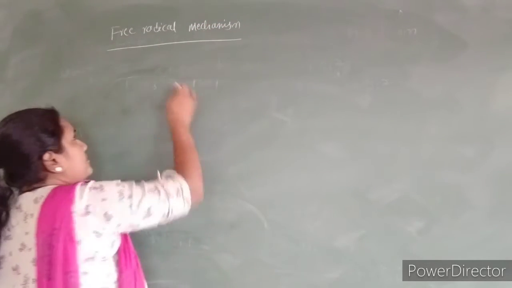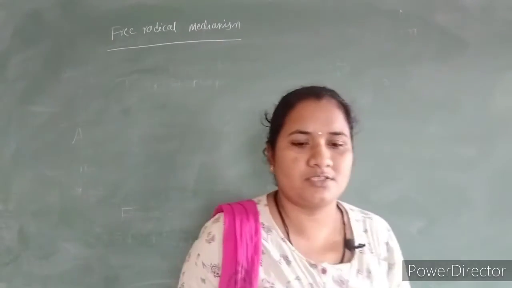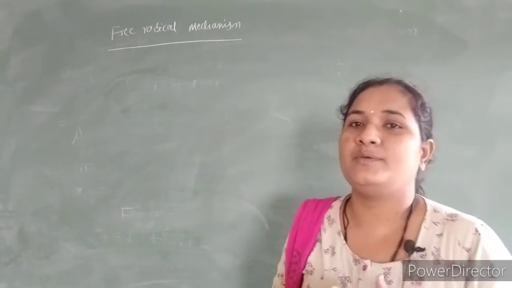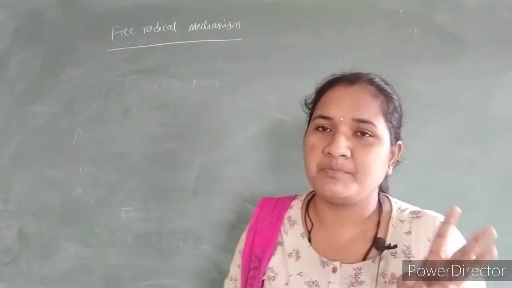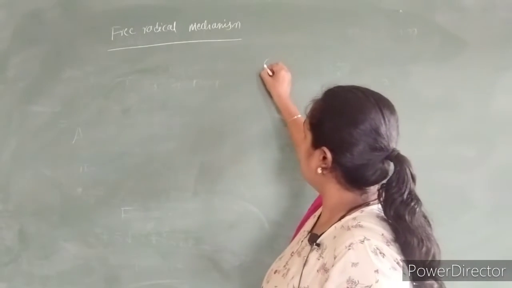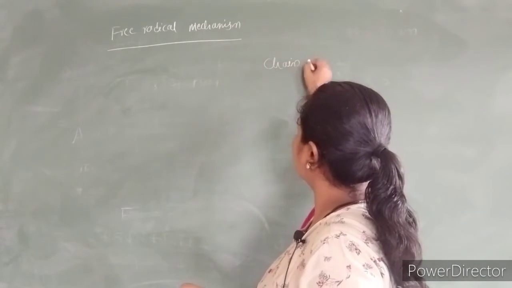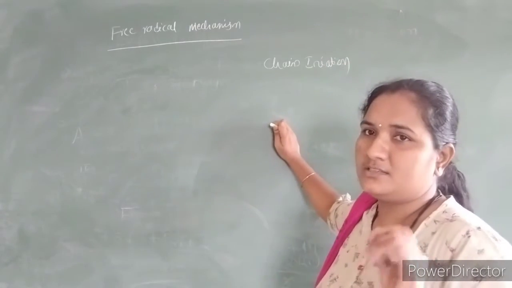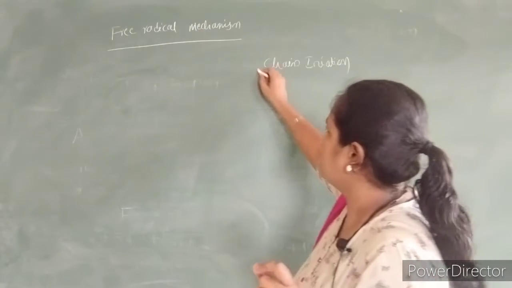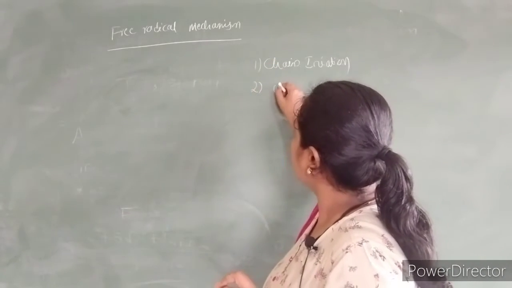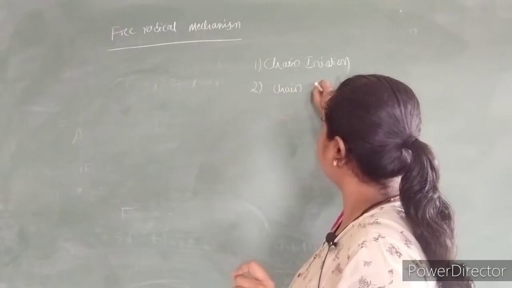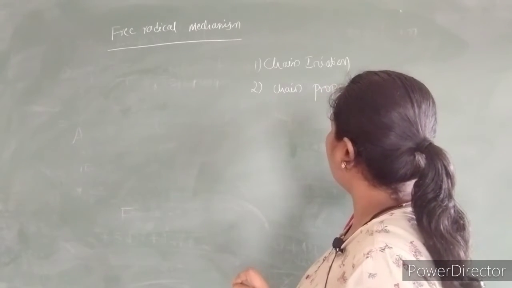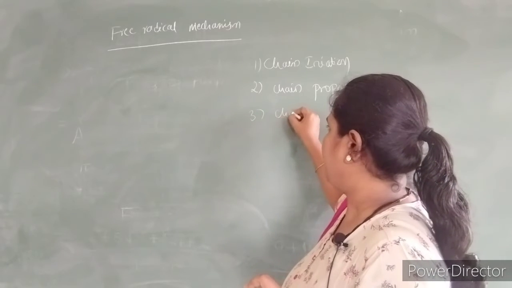The process of formation of a polymer is called polymerization. Whenever we study a polymerization reaction, we have to remember three steps. One is the chain initiation, where the initiation of the chain is started. Secondly, the chain propagation, where propagation of the chain takes place. And thirdly, the chain termination.